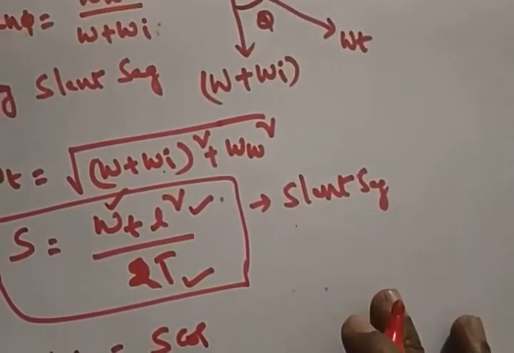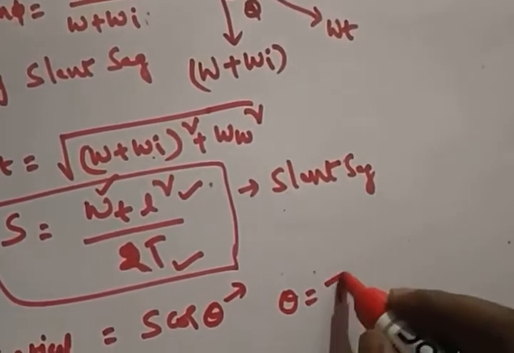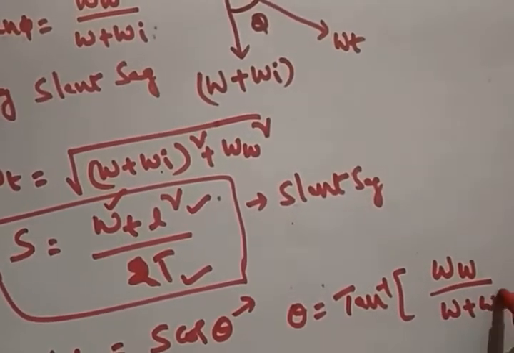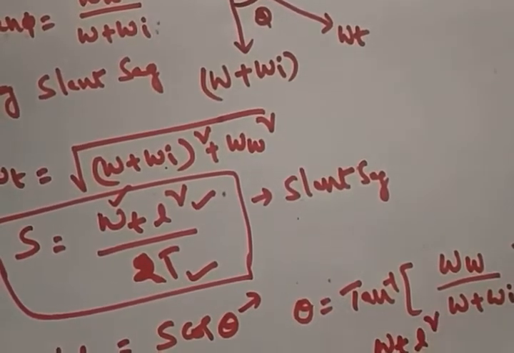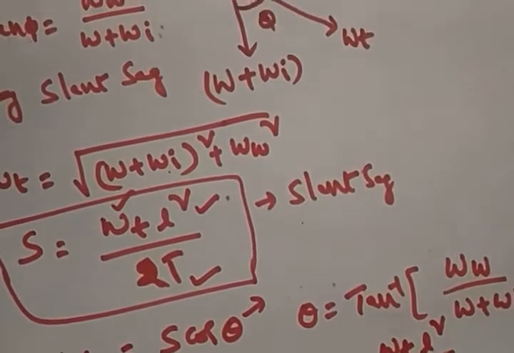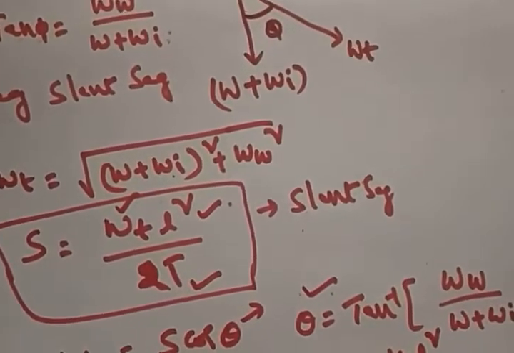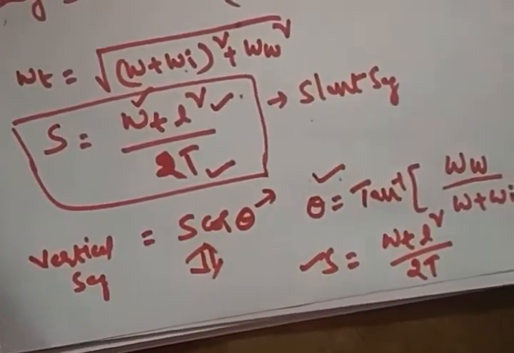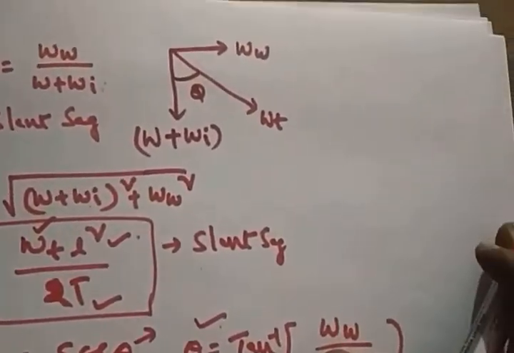So these are the things we discussed here. S into cos theta. You know the theta. How can you calculate the theta? Theta is equal to tan inverse of Ww by W plus Wi. You know the value of S, which is Wt L square by 2T. So calculate the slant sag, calculate the theta, and substitute here, and you will get the vertical sag. So these are the formulas that we derived in the last session, right?